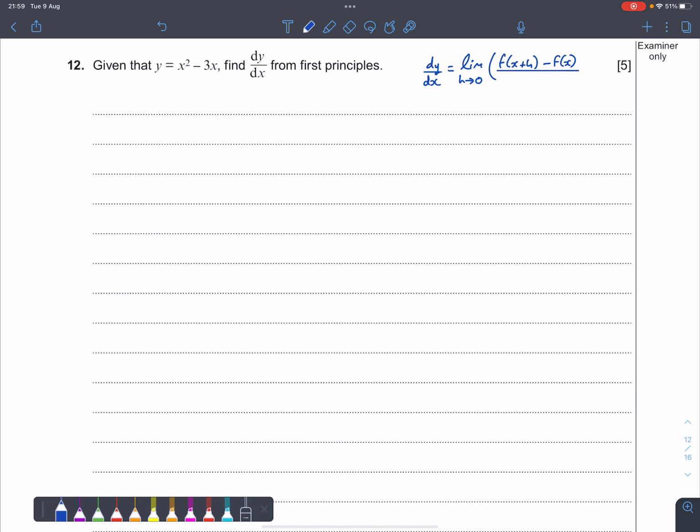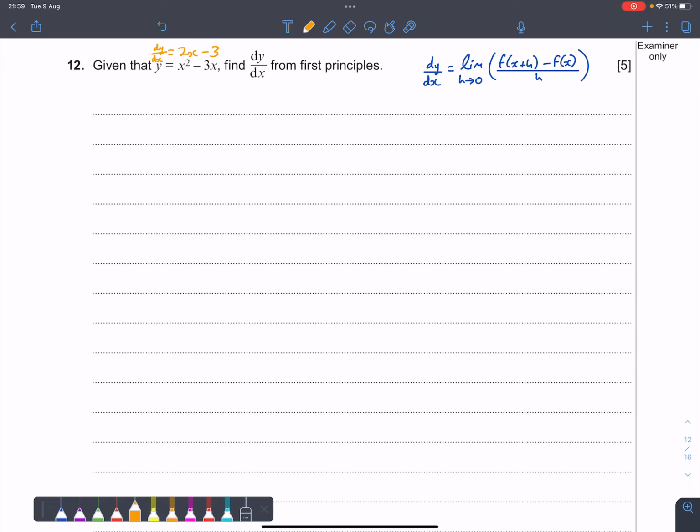all over h. And the good part about a first principles question is that you should be knowledgeable enough about your differentiation that you know what the answer is before you do it. So if I did want to differentiate, I know my dy by dx is going to be 2x minus 3. So I know what my answer is supposed to be. I just need to make sure that I can get there.